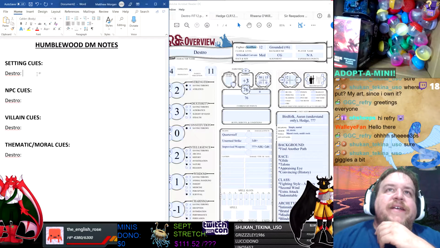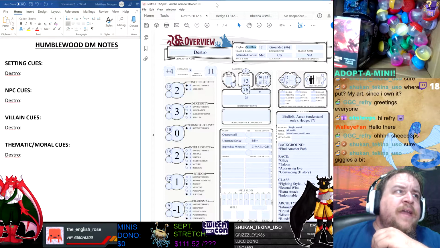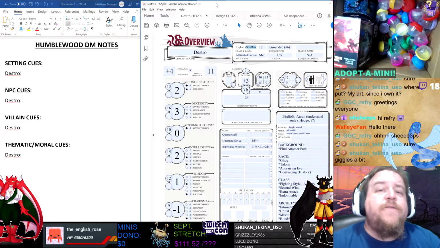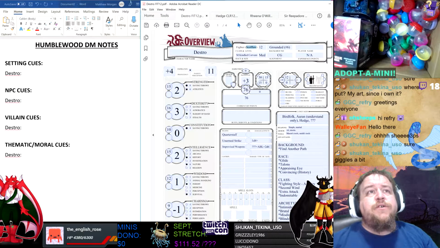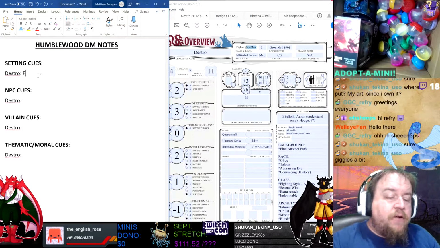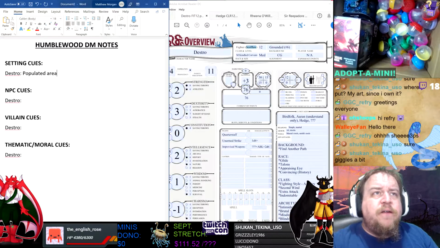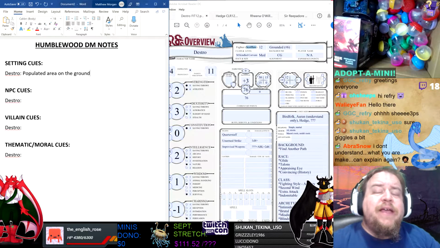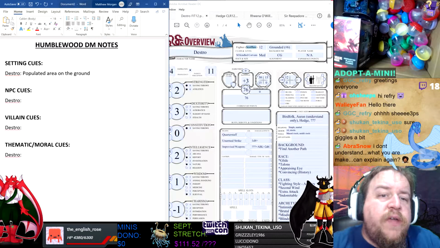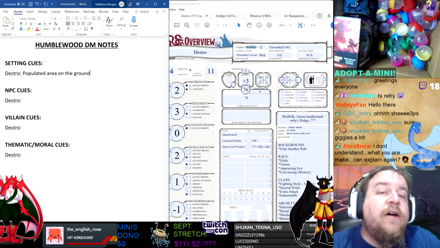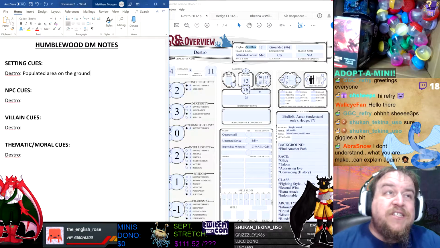So Destro is someone who learned to fight, and that fighting means that you're often around a lot of improvised weapons. So this would be more of a populated area. Not very much a loner. A populated area on the ground, as he is grounded, which means that he is a bird folk, though he prefers being on the ground with the humble folk. It doesn't do well with heights at all.